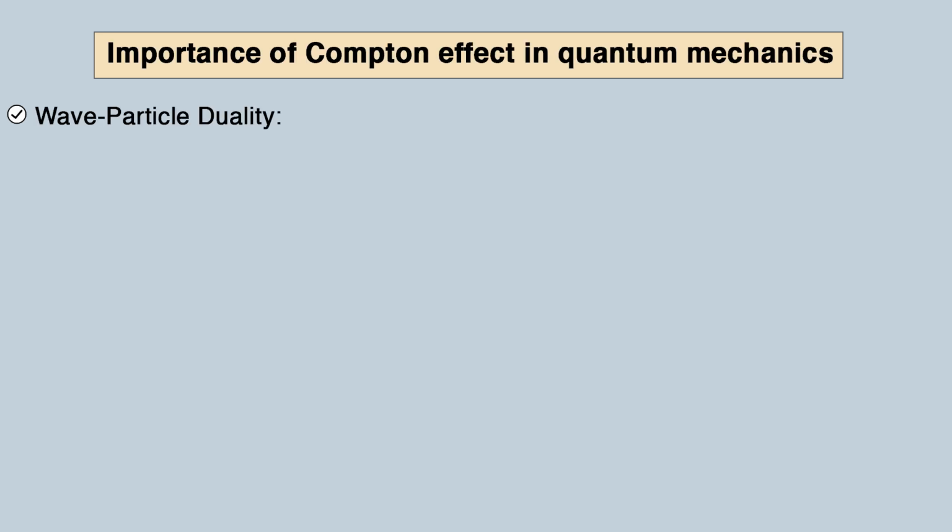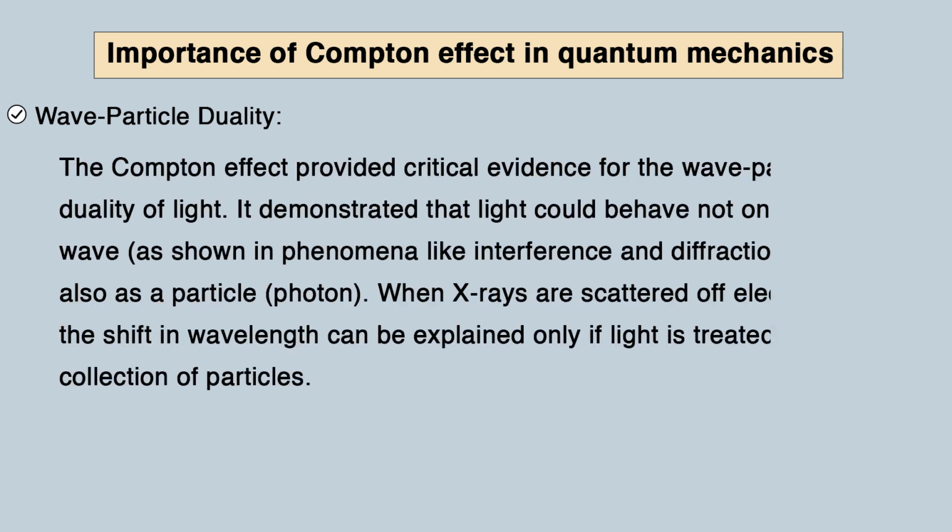Now I will show the importance of the Compton effect in quantum mechanics and particle physics. The Compton effect, also known as Compton scattering, is significant in both quantum mechanics and particle physics. First, I show you the importance in quantum mechanics. The first importance is wave-particle duality. The Compton effect provided critical evidence for the wave-particle duality of light.